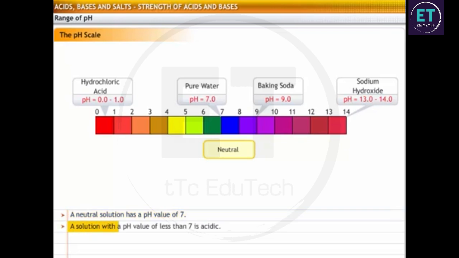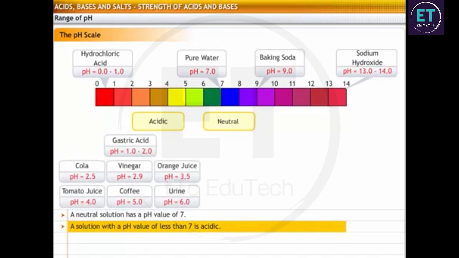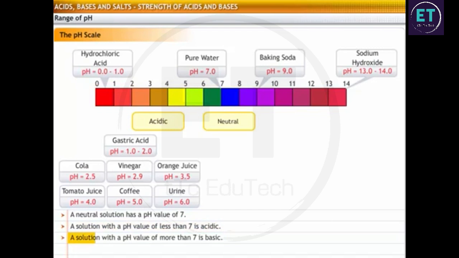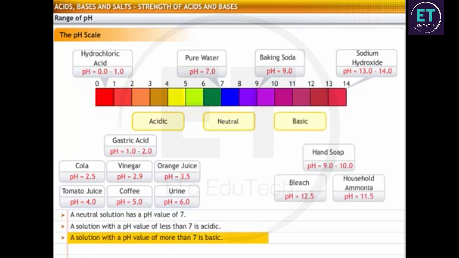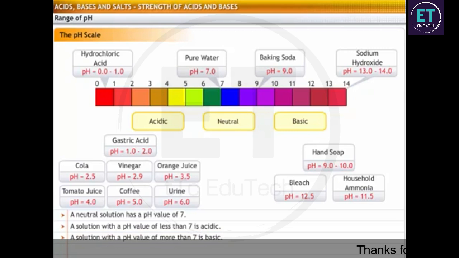A solution that has a pH value of less than 7 is acidic, and a solution with a pH value of more than 7 is basic. Therefore, baking soda is basic in nature, and that is why it acts as an effective antacid.